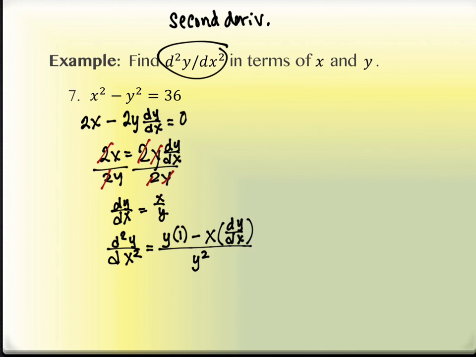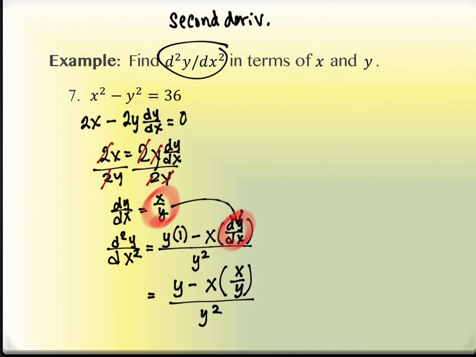Do you see how our second derivative has that first derivative, dy/dx, still inside of it? But we know what dy/dx is. What's dy/dx? x over y. So we take this quantity and we put it inside of where I have the dy/dx. So this will be rewritten. The y is just y times 1, so that's y, minus x, but the dy/dx is x over y. It's not always x over y, but it is for this problem.